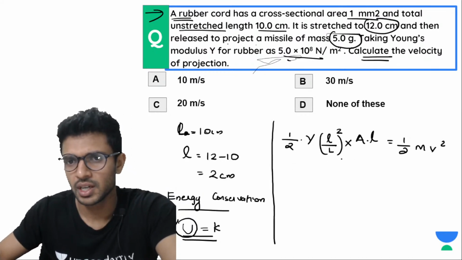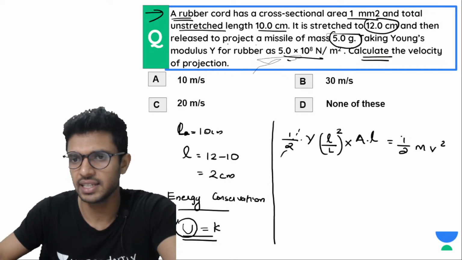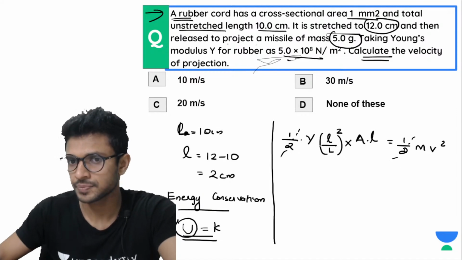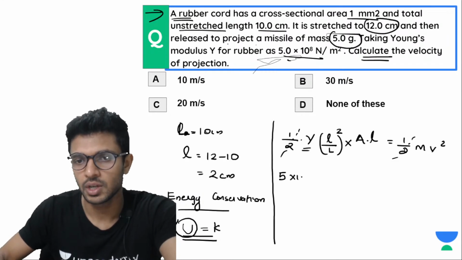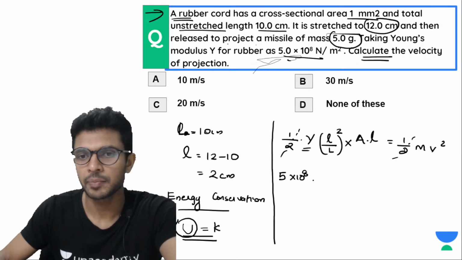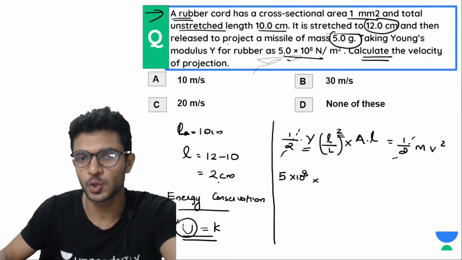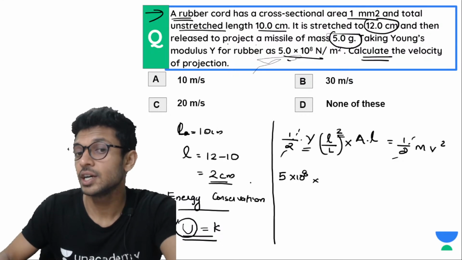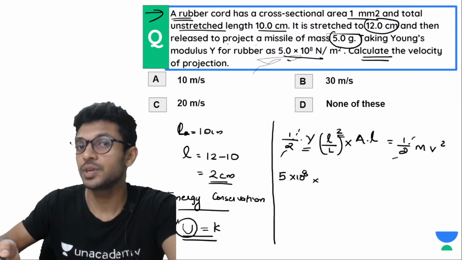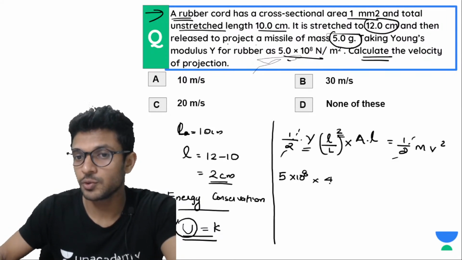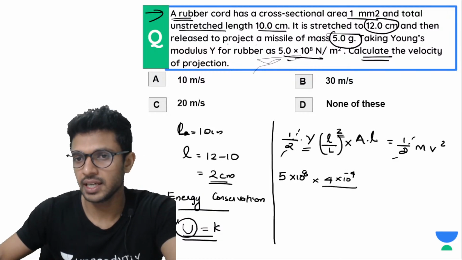Now you just have to cancel and substitute everything whatever it has to be substituted. Half, right? Look, cancelled here, cancelled here also. Substitute Young's modulus, that is 5 into 10 power 8. Okay, then multiplied by small l the whole square. How much is small l? 2 centimeter. That is 2 into 10 power minus 2. Why? Converting into meters. Square it. 2 into 10 power minus 2 square. 2 square is 4. 10 power minus 2 square is 10 power minus 4. Okay. Look.